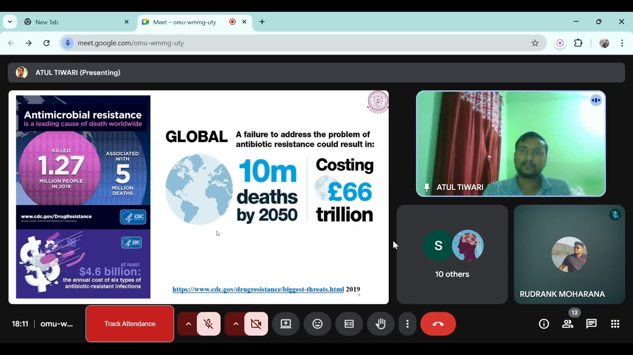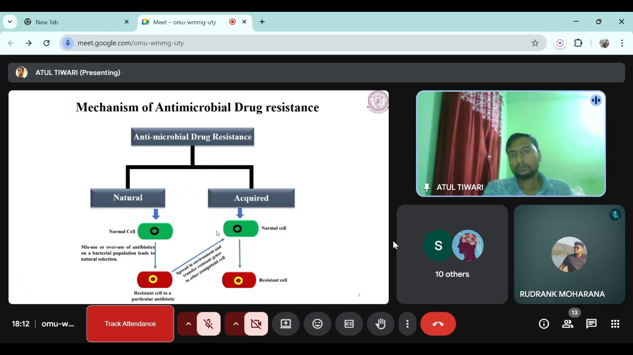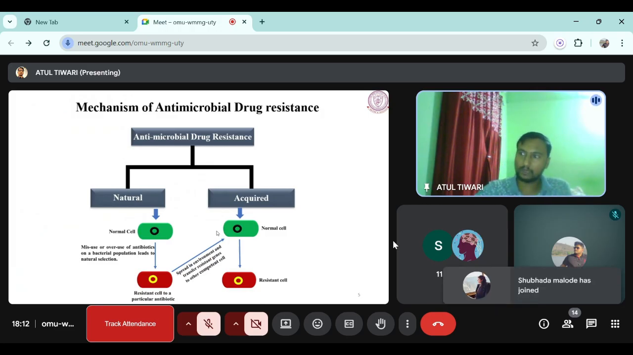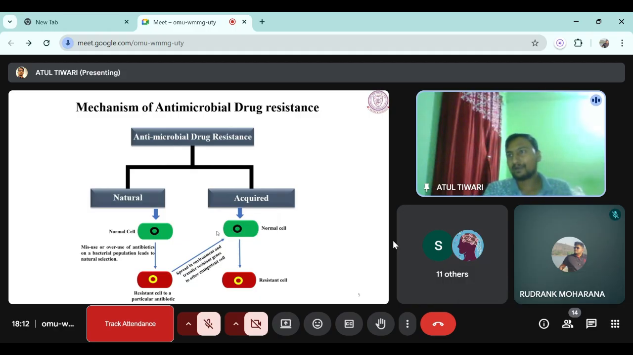That will cost a huge amount of money to the global economy. Next, the question arises: when we take antibiotics from a practitioner or from some local clinicians, after taking antibiotics, how do bacteria or fungus acquire drug resistance?